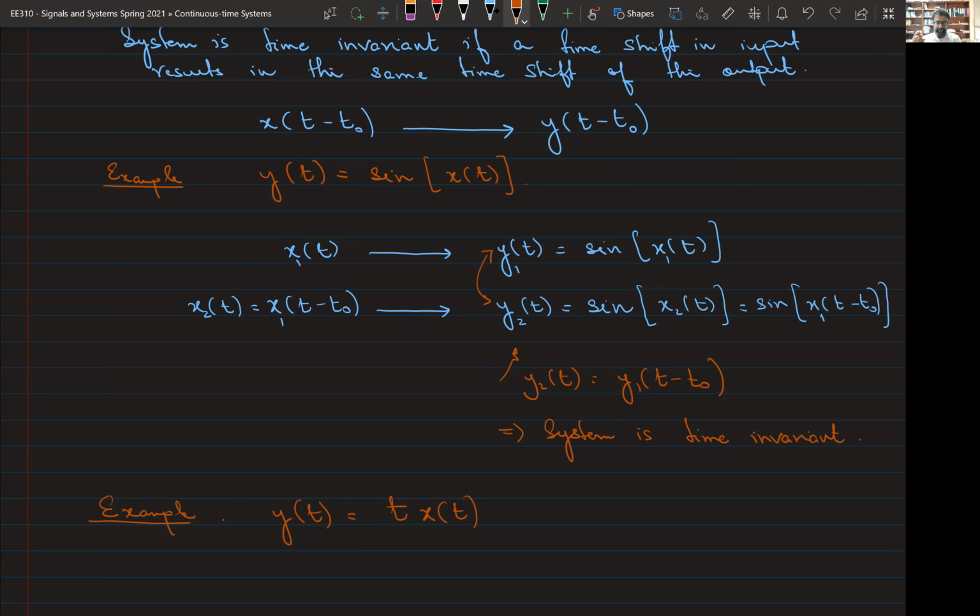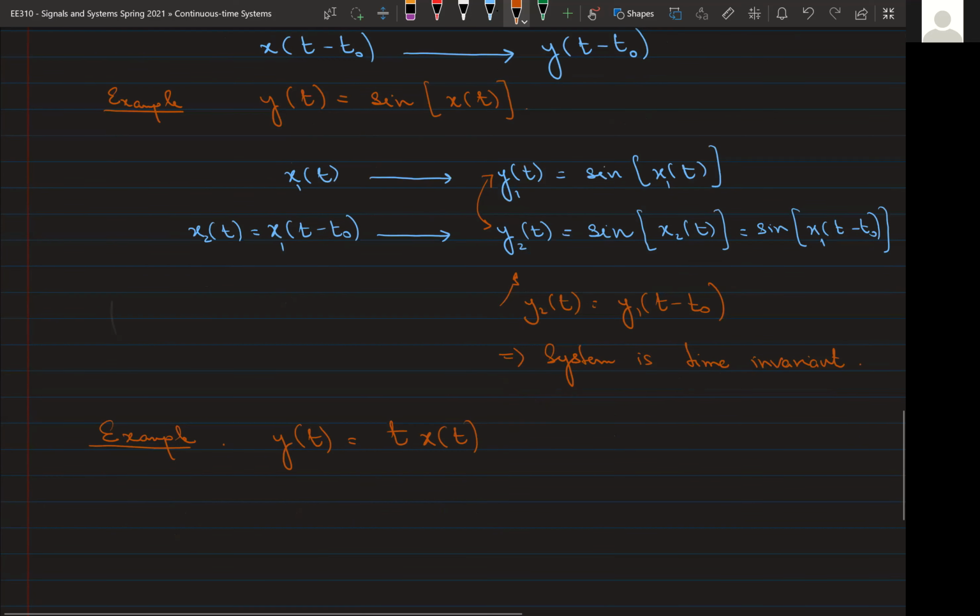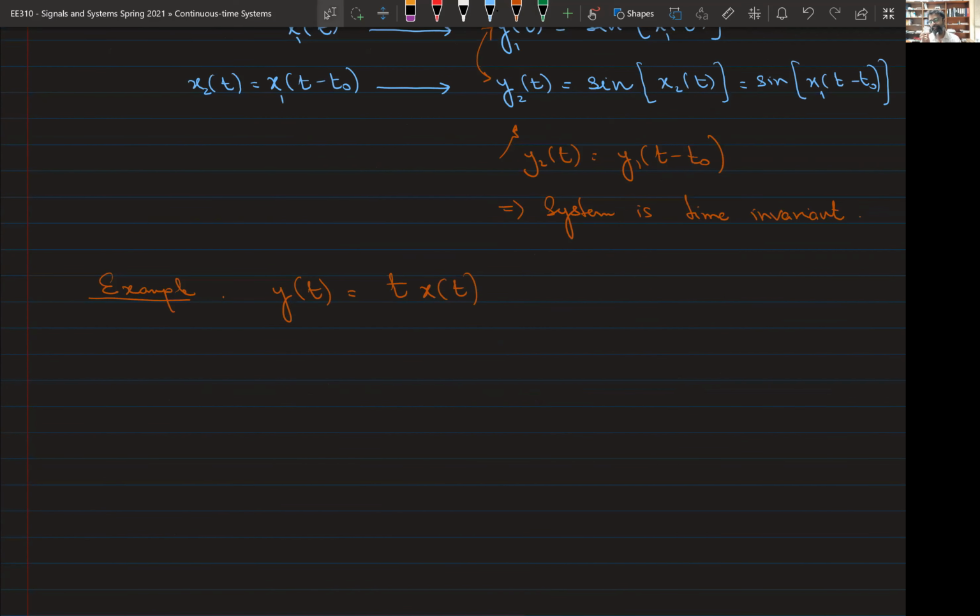Okay, sir. Anyway, so y of t equals t times x of t. So that's, as rightly said, a memoryless system. Is this a stable system, Saad? Do you think it's a stable system? y of t is equal to t x of t. So is this a stable system or not?